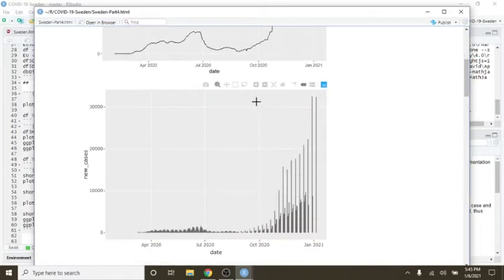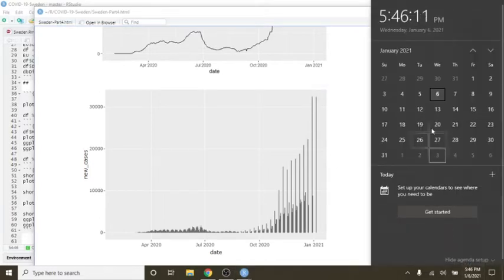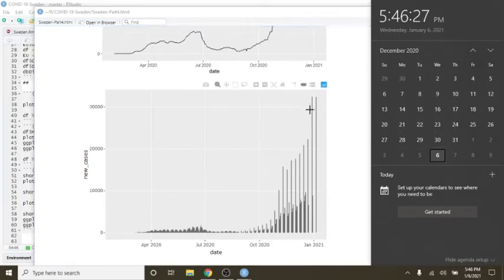Now let's take a look at the actual number over here. Look at this. This number here says you had 32,000 cases on December 29th. Let's see exactly what day that is. December 29th, it's Tuesday. Okay, now do you understand what the problem is here? The problem isn't gaps in some of the data. The problem is using this method is deliberately exaggerating the numbers.